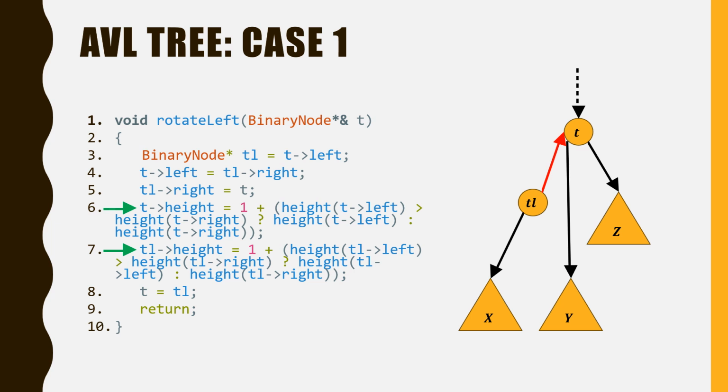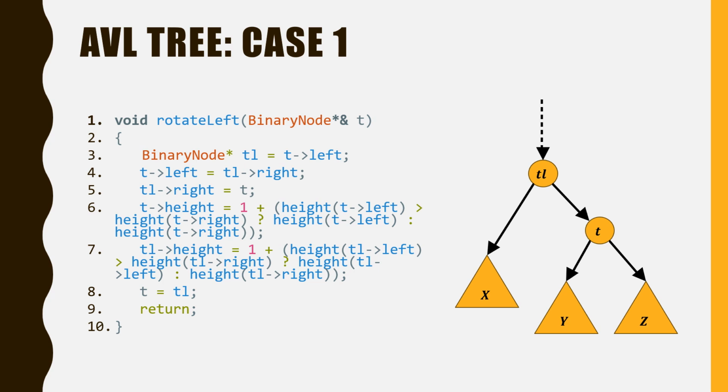These updates are purely for maintaining accurate height information and do not alter the tree topology. Finally, in line 8, we replace t with TL. This step implicitly connects TL to the rest of the tree, making TL the new root of the subtree. Now, we can redraw the nodes and the subtrees to match the view of the tree after the rebalancing operation for case 1.